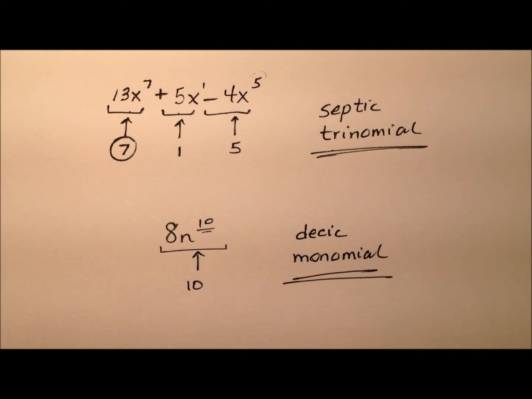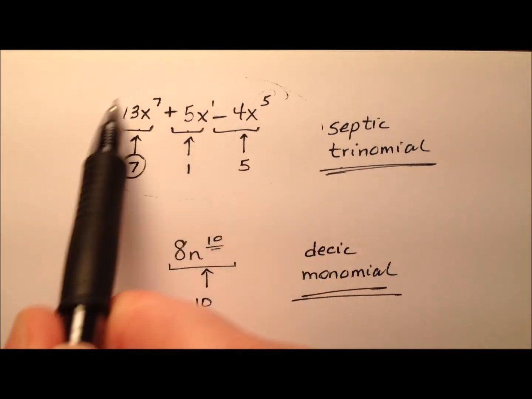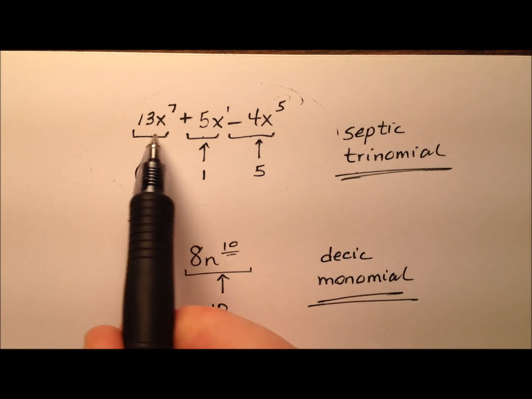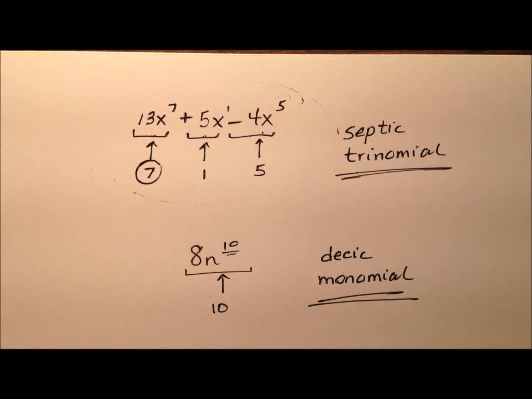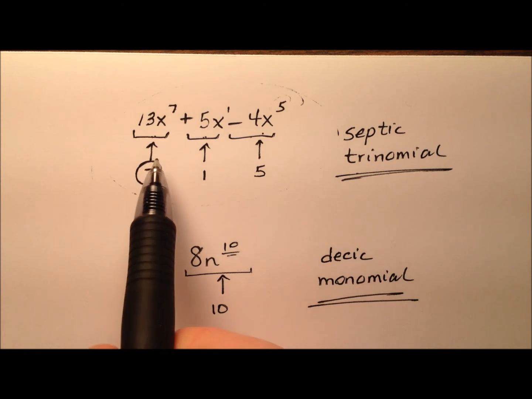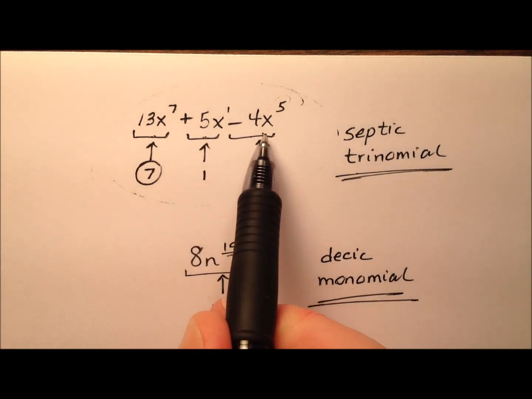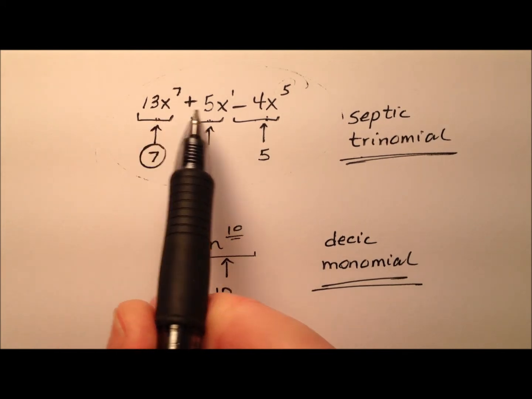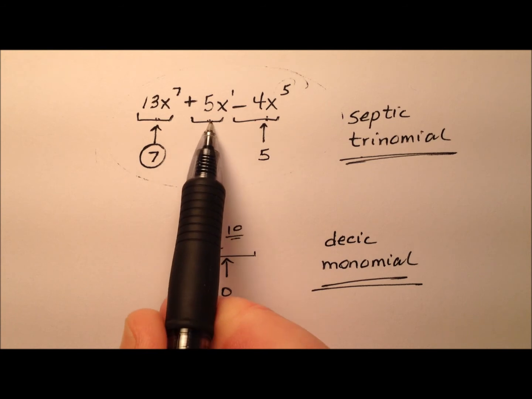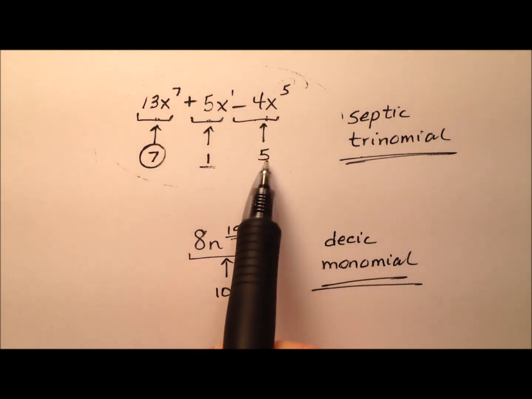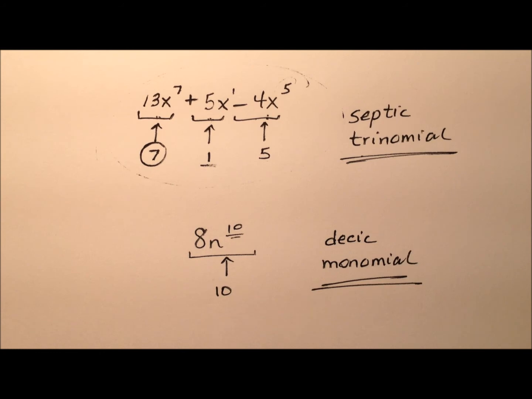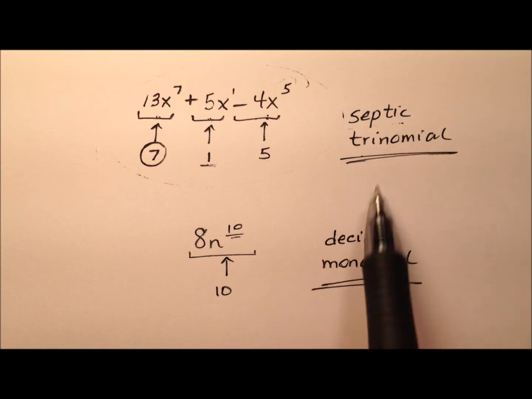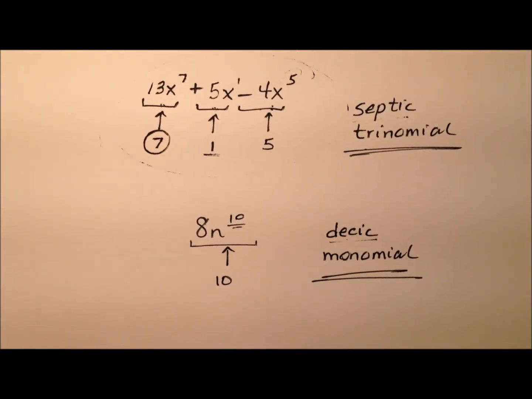Okay, one more thing that I want to talk about a little bit, and we'll use this polynomial here as an example. So each term can be named by its degree instead of just saying this is the degree 7 term, this is the degree 1 term, and this is the degree 5 term. We can say this is the septic term, this is the linear term, degree 1, and this is the quintic term, degree 5. So in that way, we can name terms one at a time by their classification, septic, decic, and so forth. Okay, moving on, almost done here.